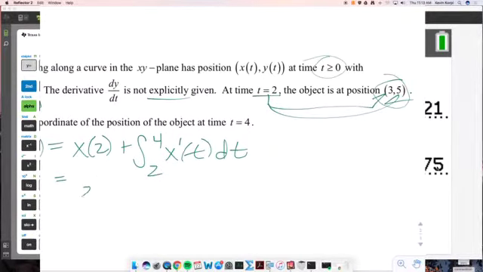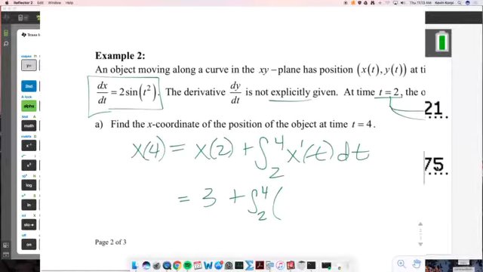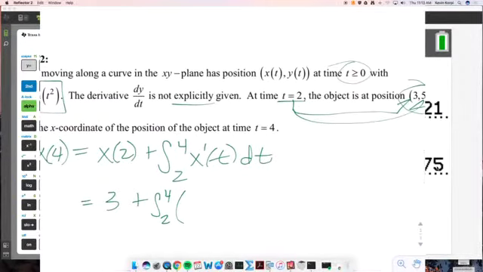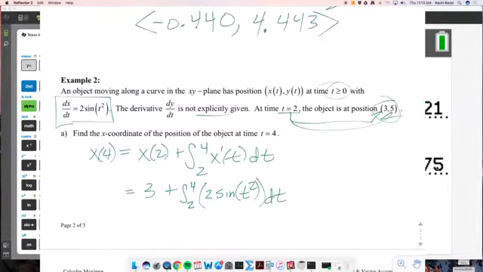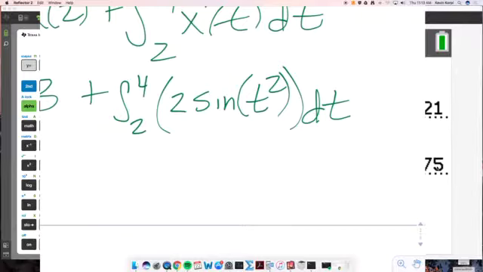X of 2 is 3. I'm actually starting at an x value of 3, plus the integral from 2 to 4 of x prime, which is 2 sine of t squared. Boy, oh boy, oh boy. So now I'm looking at that, and I'm like, okay, if this is a non-calculator question, I'm going to have to be able to find the antiderivative of sine of t squared. Do we know how to do that?